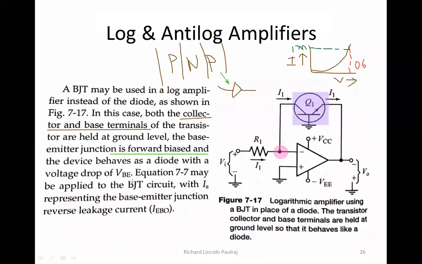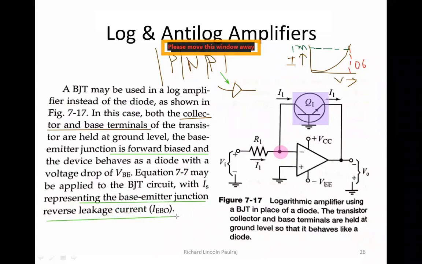So you can imagine the voltage between the base and emitter. The base is here at ground potential, and then the emitter. So we might be able to apply the equation to the BJT circuit as well. And this IS, you remember, was actually the leakage current of the diode. So this can be replaced with the base emitter junction reverse leakage current.